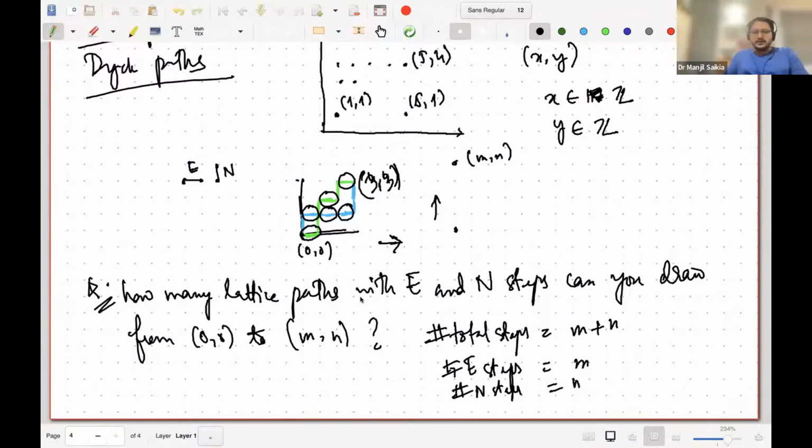So what would be the answer? The answer to this question is actually m plus n choose n, because out of these m plus n steps, you have to choose either m E steps or n north steps, and I decide to choose, say, n north steps. That can be done in m plus n choose n ways. So this is the answer. The number of lattice paths with east and north steps that you can draw from (0, 0) to (m, n) is equal to m plus n choose n.